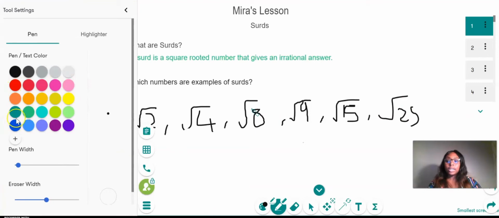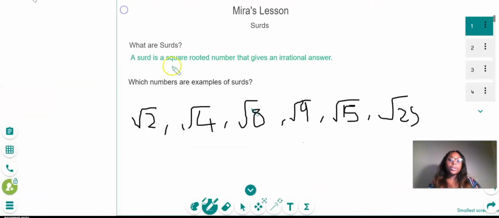The first one in our list is the square root of 2. This will give us a decimal number, in other words, an irrational number. So this would be classified as a surd. So I will put a tick underneath this to show that it is a surd.